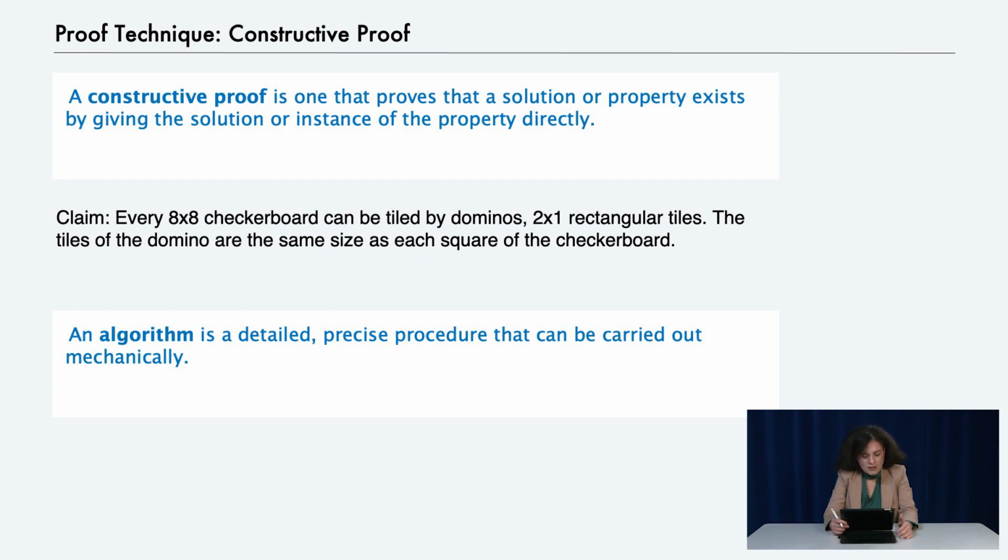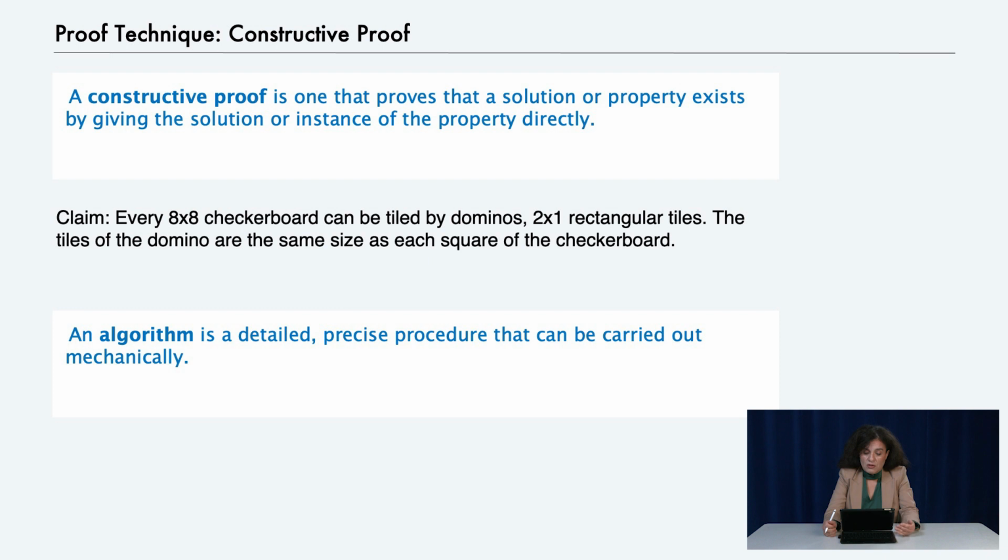This is in contrast to a constructive proof. In a constructive proof, we provide the solution directly, or we show that a property exists by giving an instance of that property directly. Let's begin with a very intuitive claim. Every 8x8 checkerboard can be tiled by dominoes, which are 2 by 1 rectangular tiles. The tiles of the domino are the same size as each square of the checkerboard.